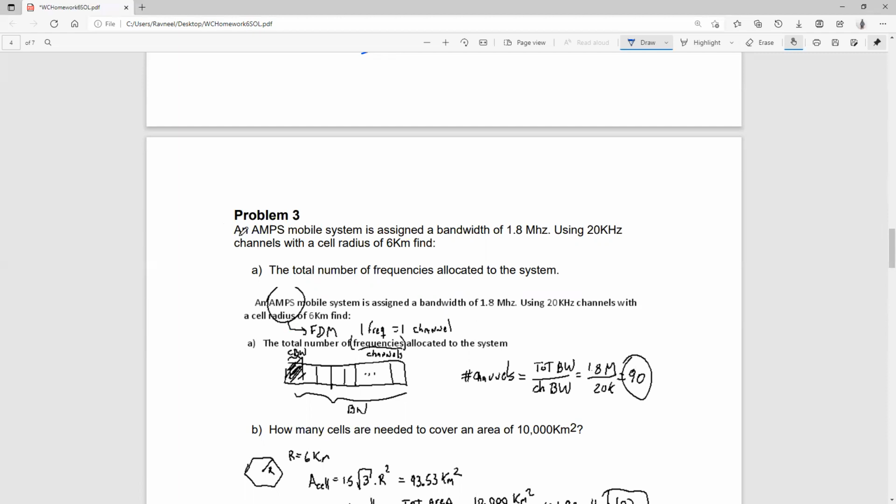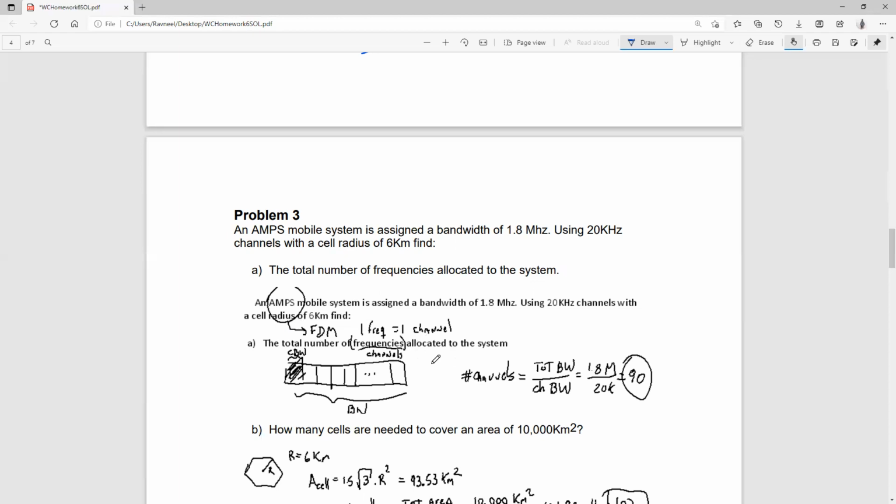So based on this particular problem, an AMPS, or Advanced Mobile Phone System: a mobile system is assigned a bandwidth of 1.8 megahertz using 20 kilohertz channels with a cell radius of 6 kilometers. Find the total number of frequencies allocated to the system, that is part A. Since AMPS is based on FDM, one frequency is equal to one channel, right?